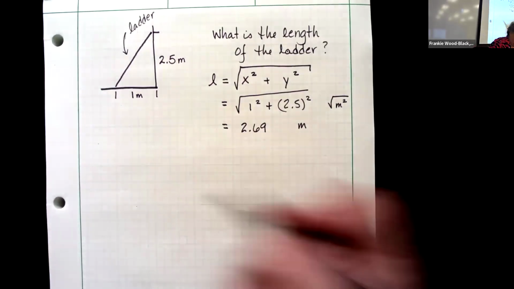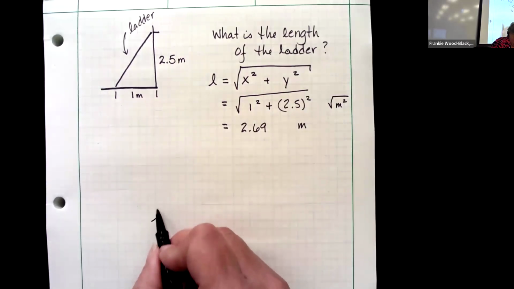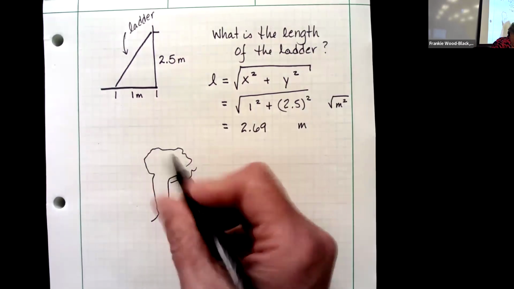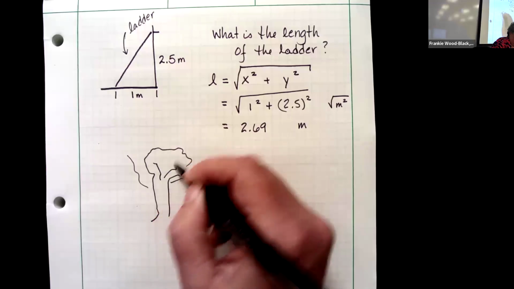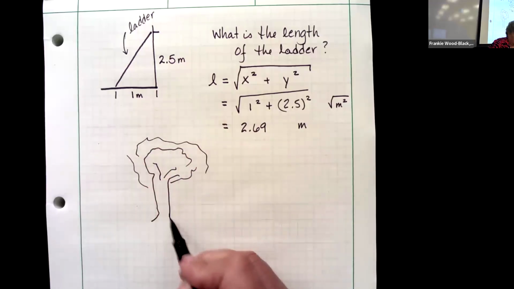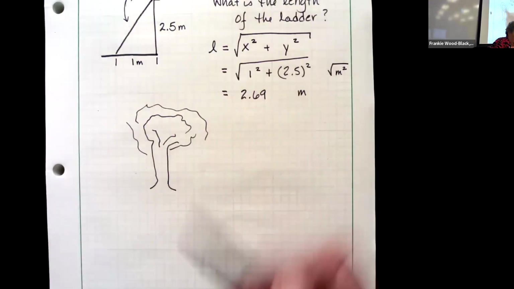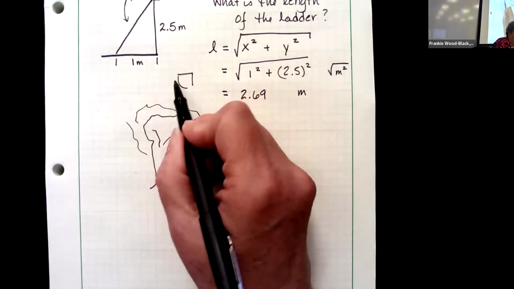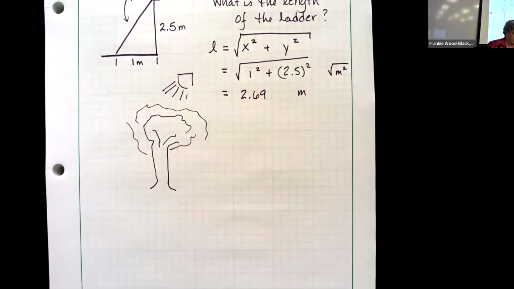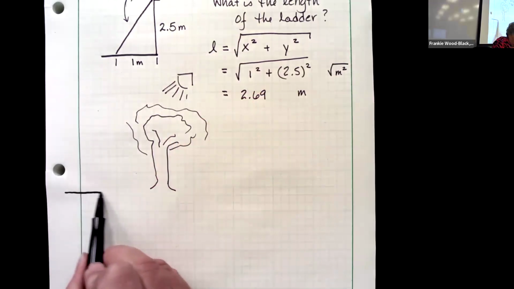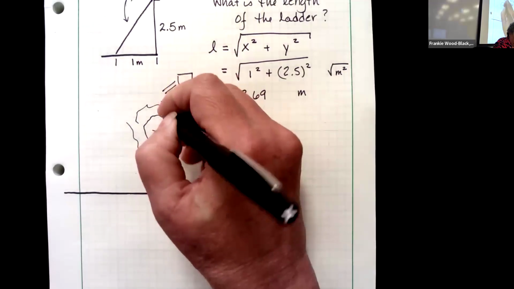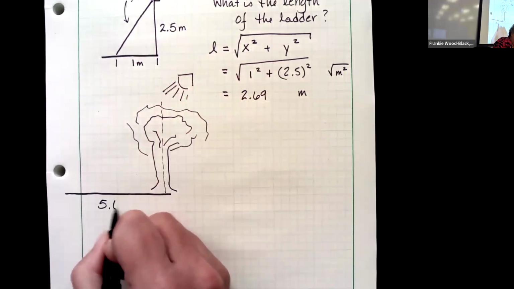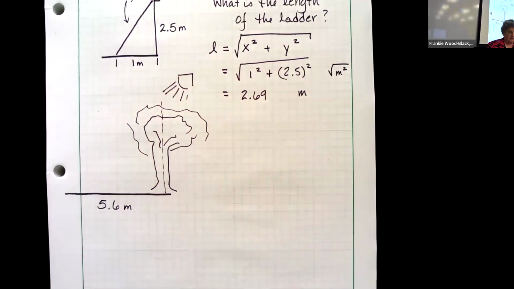All right, let's do another one. I've got a tree. This is a really funky tree this morning. That will make it look a little bit more like a tree. Okay, I got a tree. And we know that the sun, and I'm going to draw that typical little kid sun, right? There's my sun. It's shining down on my tree. And we are standing, and I'm going to give myself a reference point, 5.6 meters away from the tree.